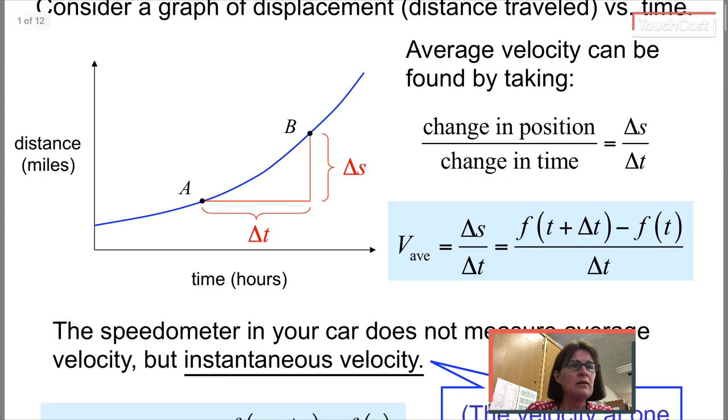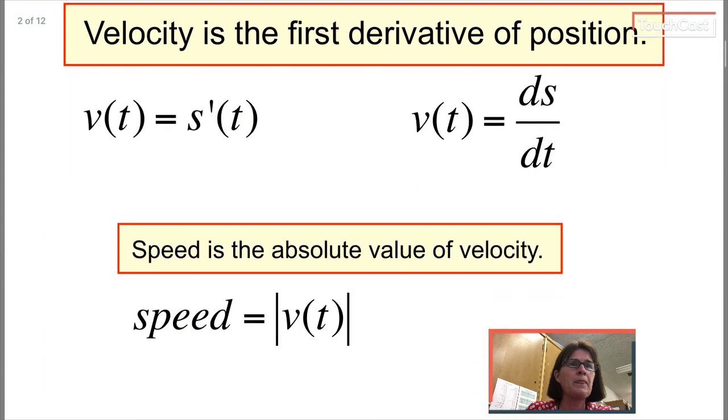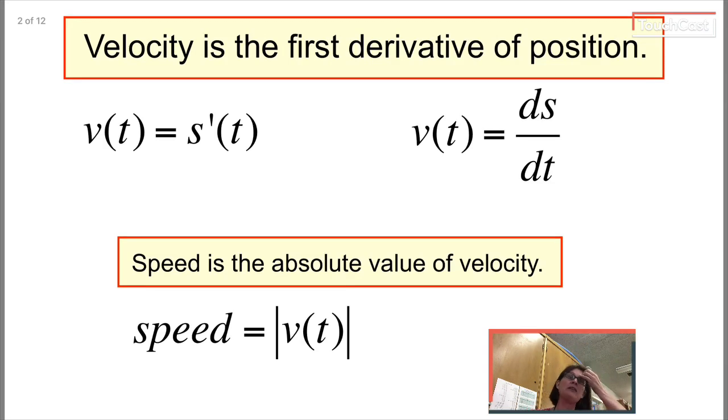So, ladies and gentlemen, the top of your 3.4 notes, big important idea: velocity is the first derivative of position. If you want to use that prime notation, if s is our position function, then v of t, velocity, is s prime of t. Or we can say it's the derivative of s with respect to t. That's the other notation for it, right? So the prime notation or this ds/dt notation both mean the first derivative of position is velocity.